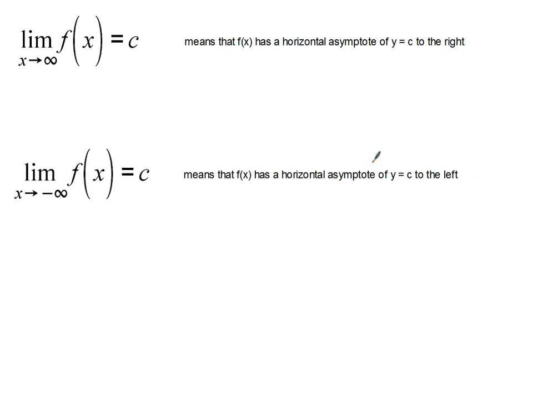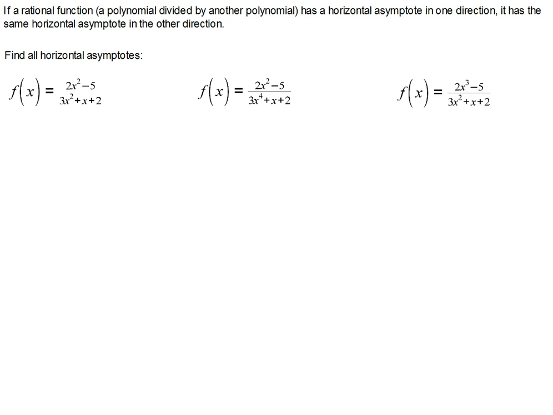For some functions, the horizontal asymptote to the right and to the left will be different, and in some other cases, the function might have a horizontal asymptote in one direction but not in the other. For rational functions, a polynomial divided by another polynomial, if it has a horizontal asymptote in one direction, it has the same horizontal asymptote in the other direction. So we really only need to find one for rational functions.